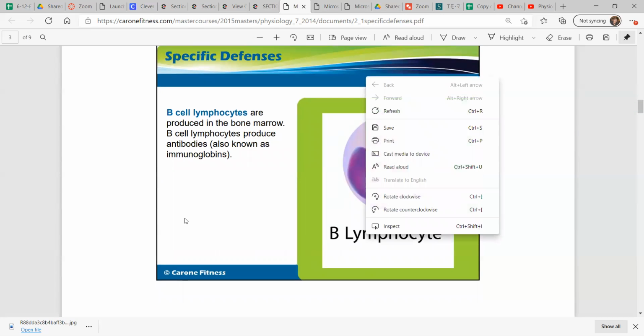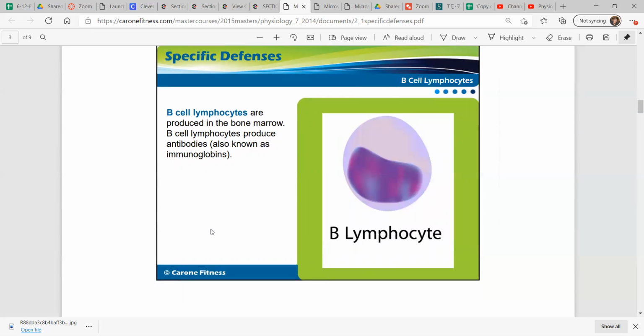B cell lymphocytes are produced in the bone marrow. Think B for bone marrow. And B cell lymphocytes produce antibodies, also known as immunoglobulins.